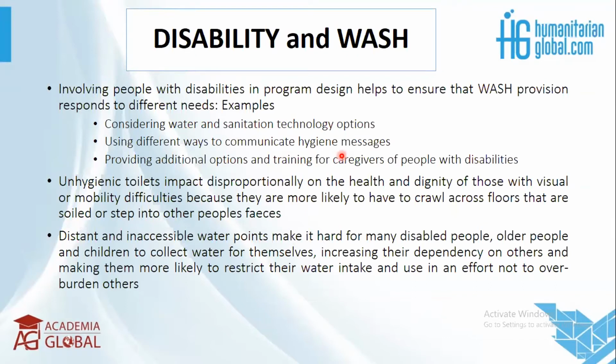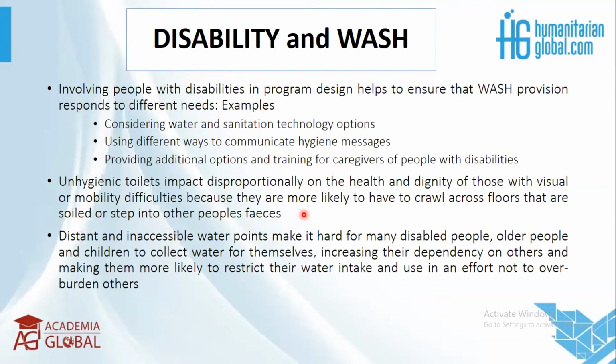So for example, unhygienic toilets usually impact disproportionately on the health and dignity of those who have visual and mobility difficulties, because if someone has a mobility difficulty, they are likely to crawl, and sometimes your sanitation technology is not really responding to their needs. So you find that sometimes they are stepping into other people's feces, so they are getting more infections, for example.